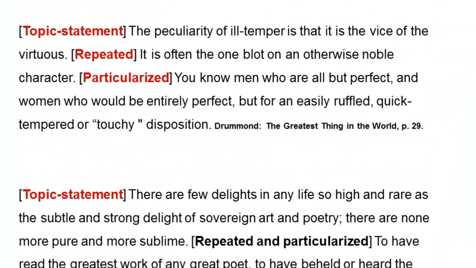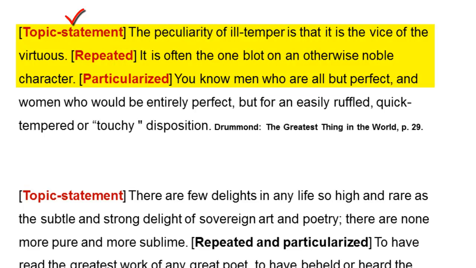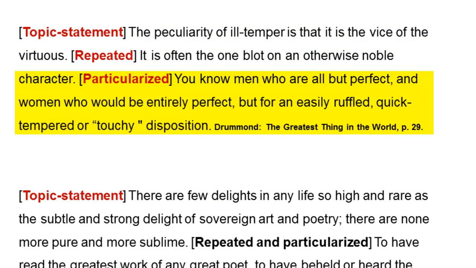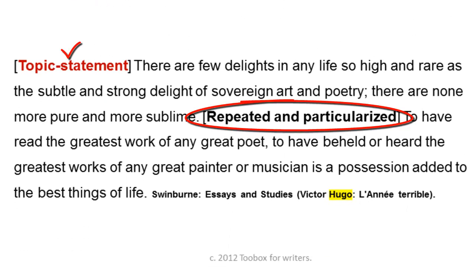Here are two more examples. In the first, by Drummond, he makes a topic statement and then he repeats a sentence to clarify it and make it more specific. The peculiarity of ill temper is that it is the vice of the virtuous. It is often the one blot on an otherwise noble character. And now he gives the particulars. You know men who are all but perfect, and women who would be entirely perfect, but for an easily ruffled, quick-tempered, or touchy disposition.